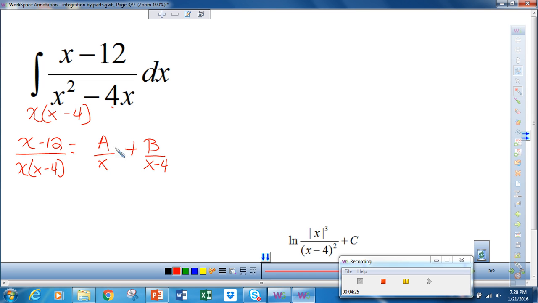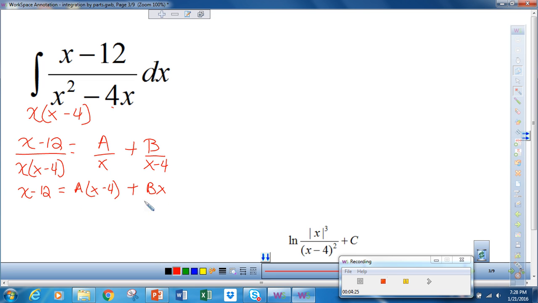Okay? So we factored, we found our equivalent expression. We need to find A and B, so let's multiply by the least common denominator. As you should have seen by now, the x times x minus 4 cancels, and I'm left with x minus 12. When I multiply this by the least common denominator, I get A times x minus 4 plus Bx.